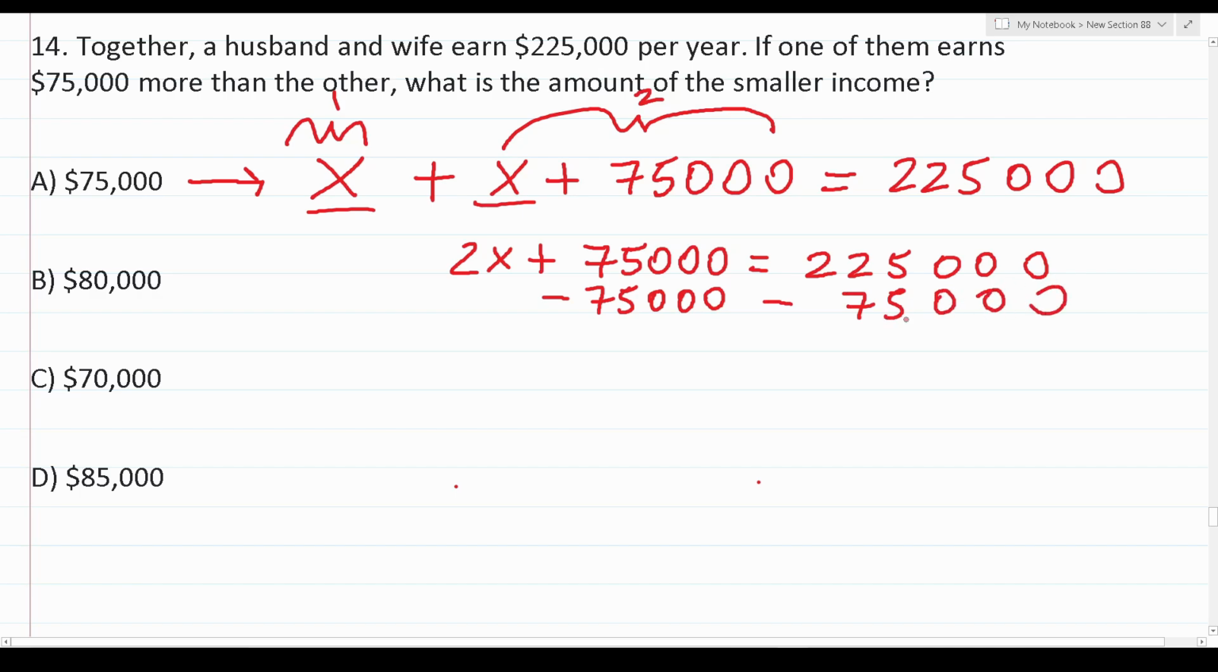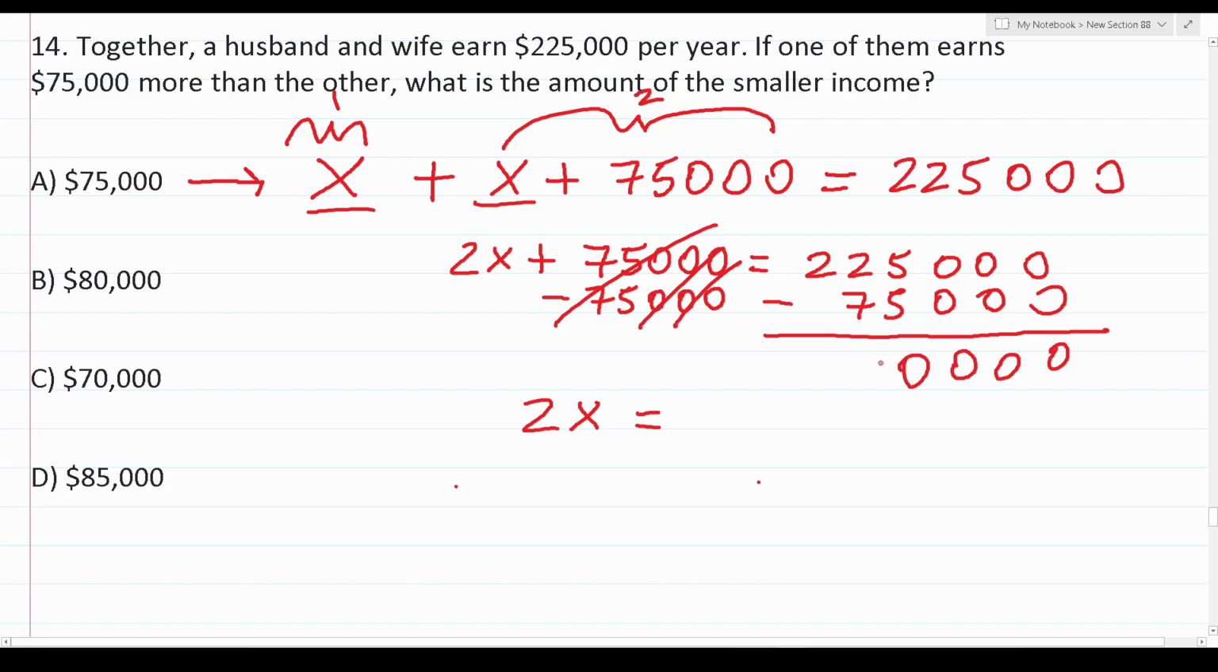And I'm going to work this out since this one's not that easy to do. 75,000 minus 75,000 is nothing, so we're just left with 2x over here. Let's work this out. 0 minus 0 is 0, 0 minus 0 is 0, 0 minus 0 is 0, 5 minus 5 is 0. 2 minus 7 we can't do, so we're going to have to borrow. This is going to become 1, and this will become 12.